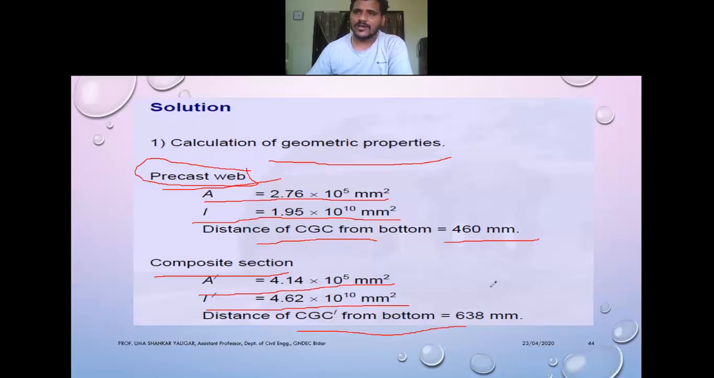Use your formula, what you learned in your engineering mechanics: A1 into X1 plus A2 into X2, all divided by A1 plus A2. If you use that, you will get the distance. These things we have done in the previous models, that's why I have reduced all those calculations and directly taken the values, because I think you are able to calculate all these section properties, the geometrical properties.